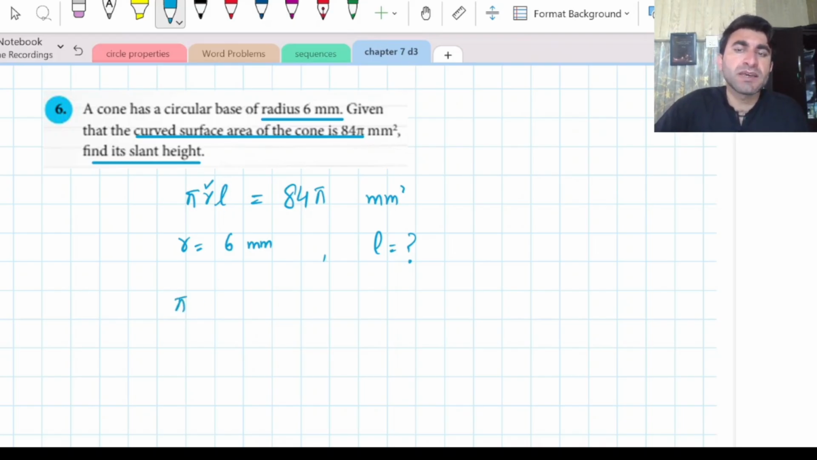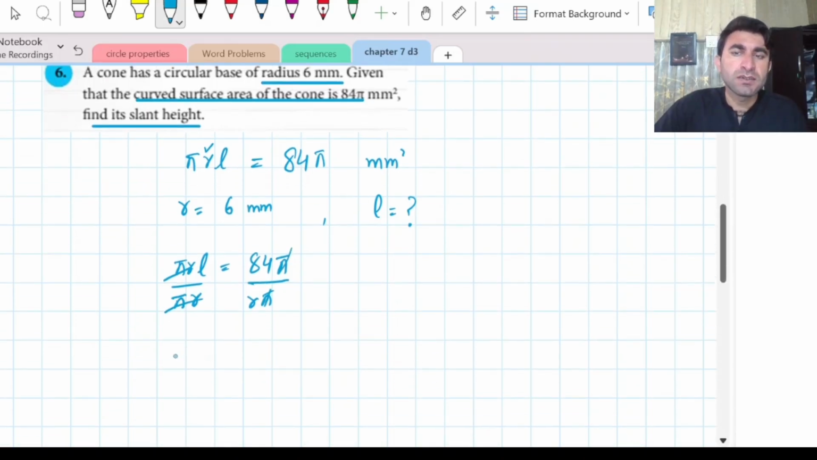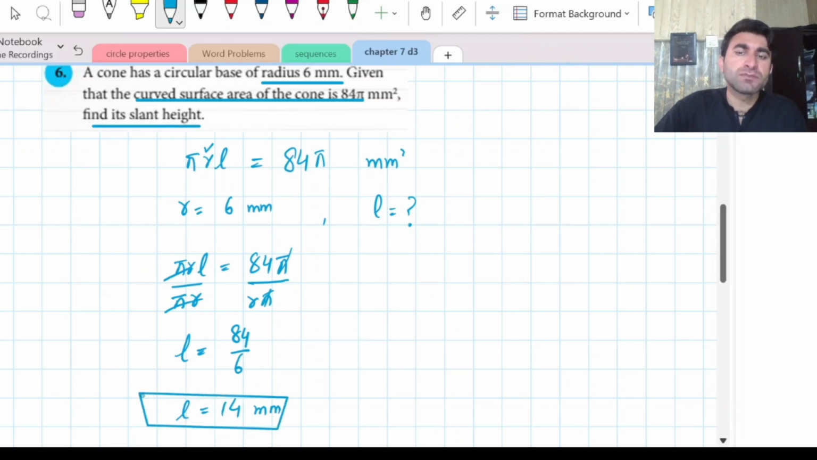It will become pi r l equals 84 pi. First, let us divide both sides with pi r, because we have to find the value of slant height. And here pi is cancelled out, and we will replace the value of r. So l becomes 84 divided by 6, and that shall become 14 millimeters. So 14 millimeter is the slant height of the cone.